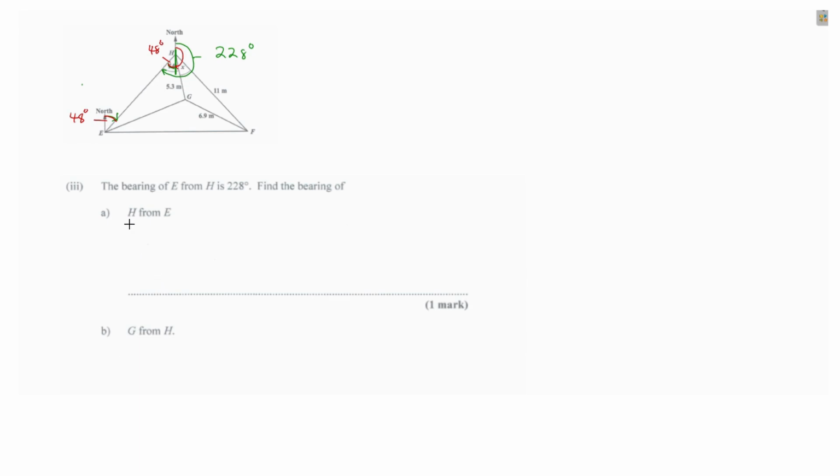Therefore, the bearing of H from E is 048 degrees, because bearing is written in 3 figures. Remember that, okay?